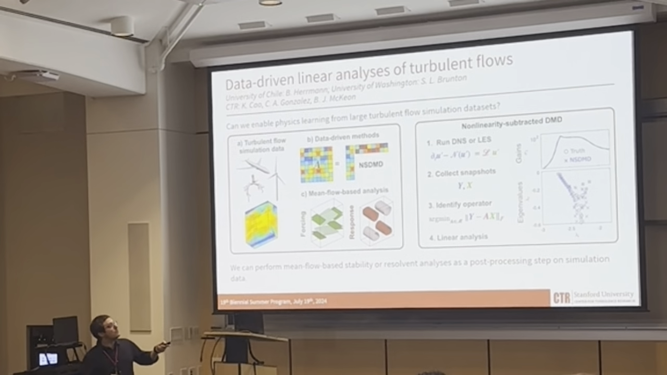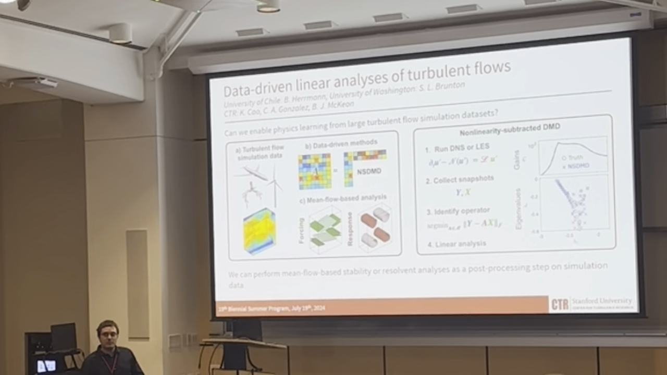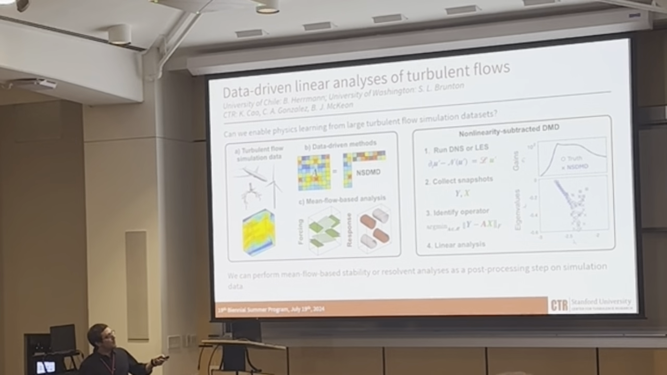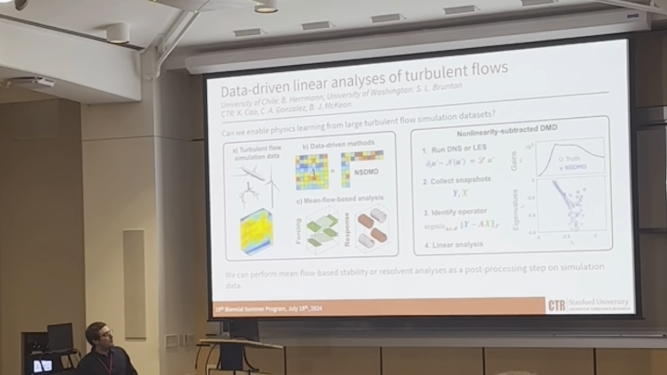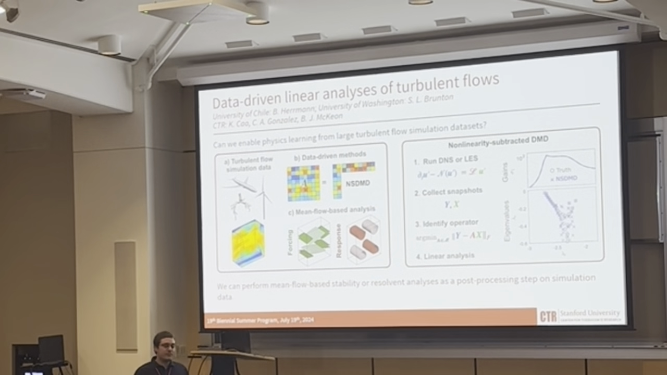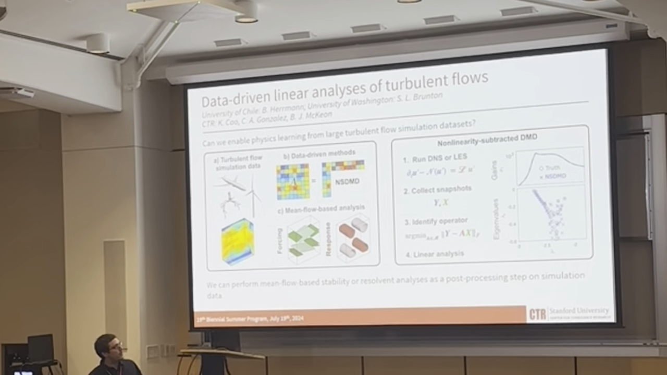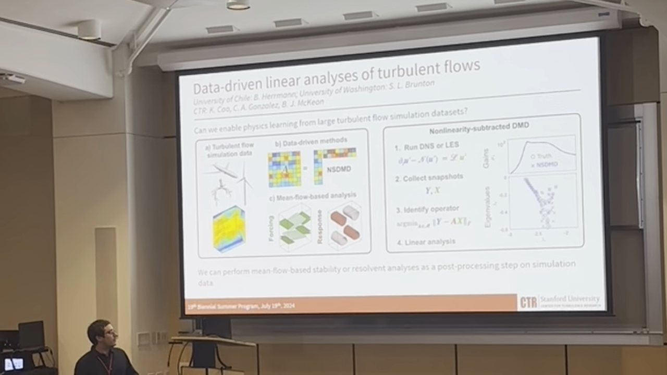What I'm showing here is the application of this method to DNS data of a minimal channel flow. This is the leading resolvent gain for one wavenumber pair of the channel flow. These are eigenvalues, and in blue you see the values learned from the DNS data using NSDMD, and in gray you see the equation-based counterpart.